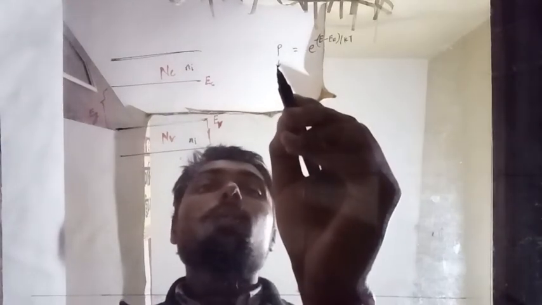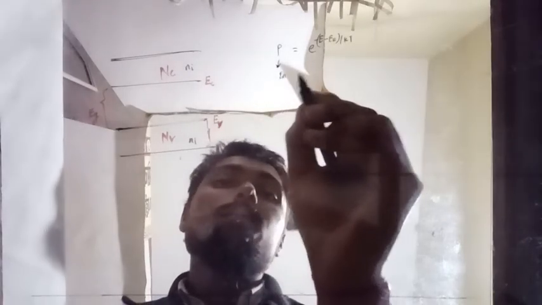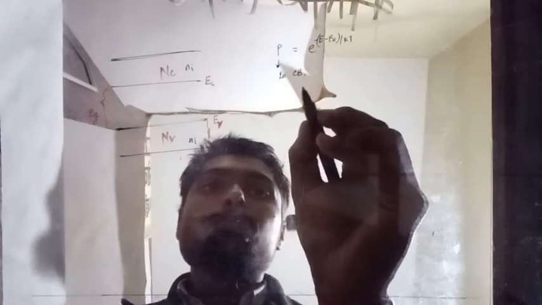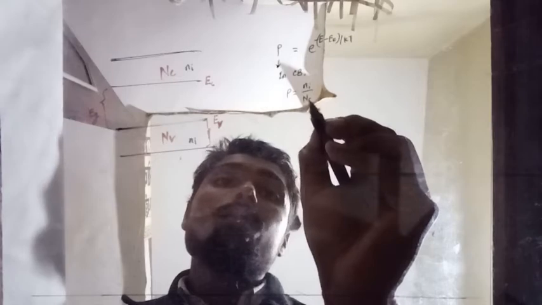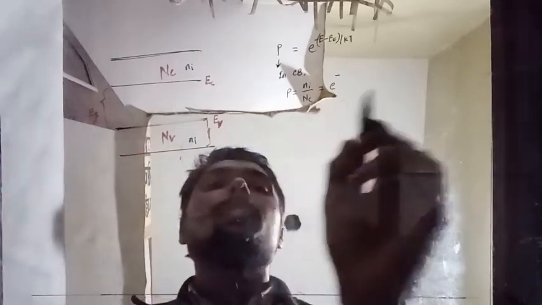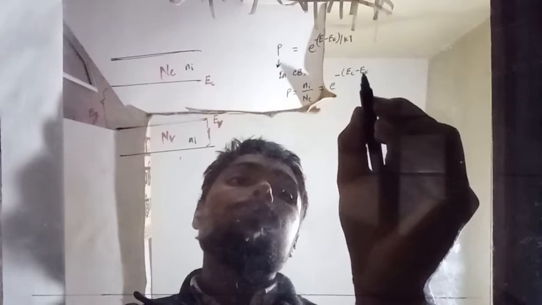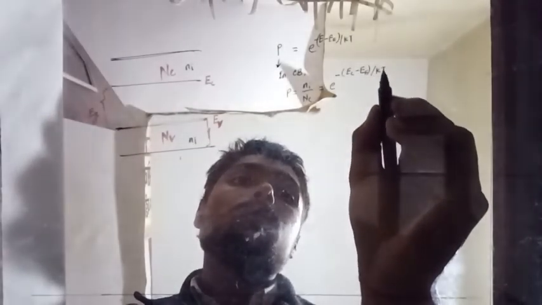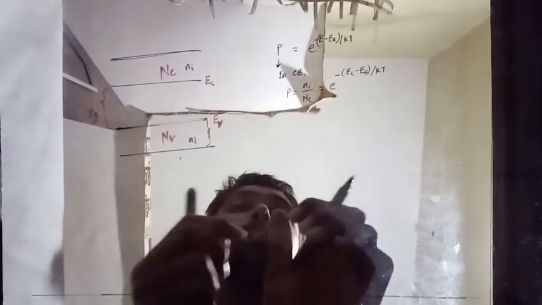So first, when I talk about the conduction band, the probability of finding an electron is Ni upon Nc. This is a very thin band, so we can simply replace it by Ec. We are going to discuss only a specific energy level. So this will be given as e to the power minus (Ec minus Ef) upon KT. Alright.